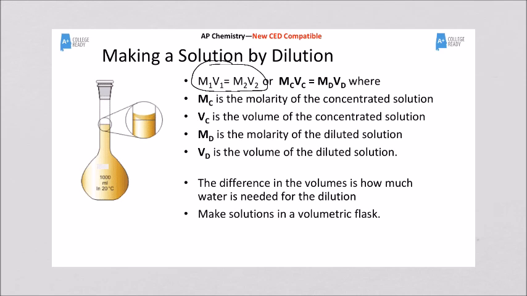So either 1s and 2s or C's and D's, but whichever way you learned it or are learning it, just remember the 1s or the C's mean the concentrated solution, and then the other side of the relationship is going to be the diluted solution. So basically we'll have 3 of these 4 numbers and we'll solve for the 4th. And the difference in the volumes from V1 and V2 or VC and VD is how much water we're having to add to the volumetric flask and fill to the mark.